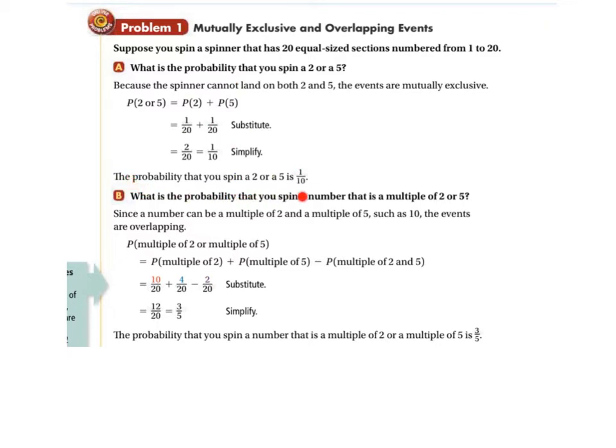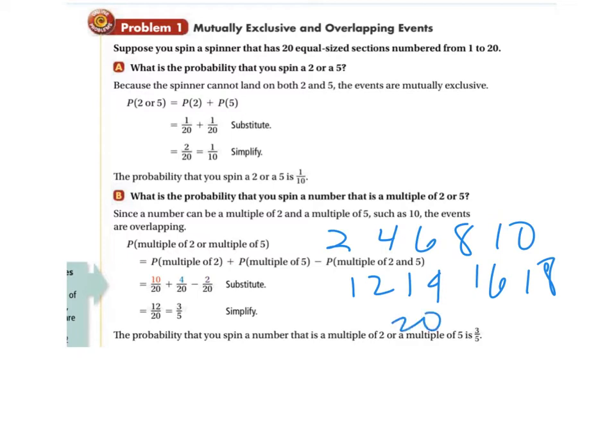Let's see here. What is the probability of spinning a spinner that is a multiple of 2 or 5? Now you've got to do some thinking, don't you? Since a number can be a multiple of both 2 and 5, such as 10, the events are overlapping. So that's where we get the overlap here. What numbers on there, by the way, are multiples of 2? We're going to have 2, 4, 6, 8, 10, 12, 14, 16, 18, 20, right? And then you've got to think, okay, of those, which are multiples of 5 also? Well, 10 and 20 are. So there's your overlap piece.